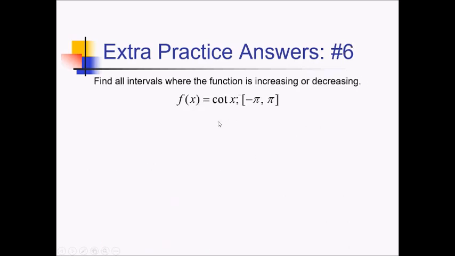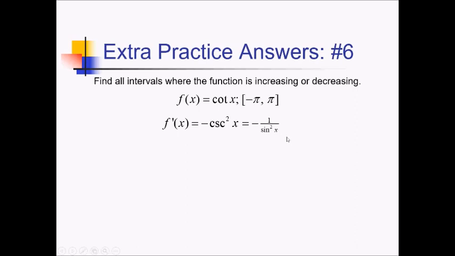For this one, I want to know where cotangent is increasing or decreasing, and this is the interval from negative pi to pi. So to help me on this, I'm going to take the derivative and find some critical values. That would be negative cosecant squared of x. And I'm going to rewrite this as 1 over sine squared of x, because that's really what cosecant is, 1 over sine. And we're going to see where this thing equals 0, or undefined.